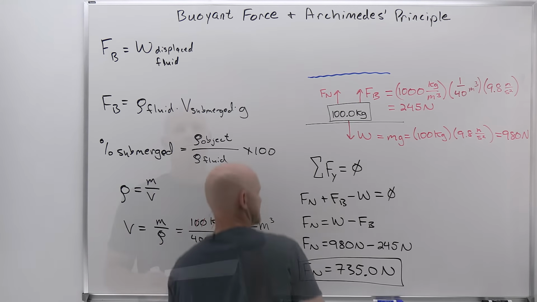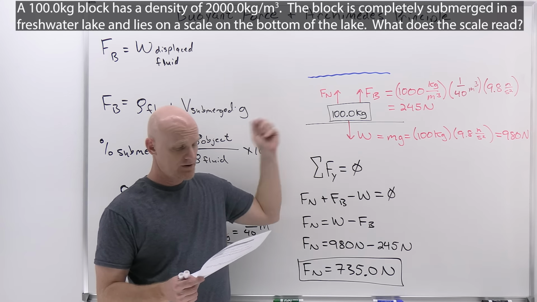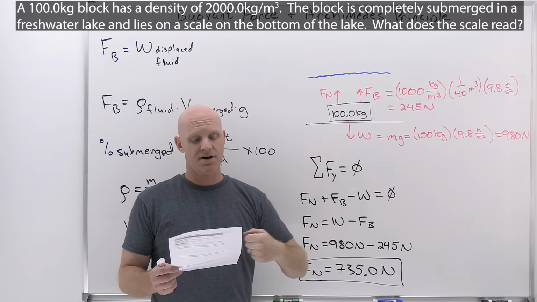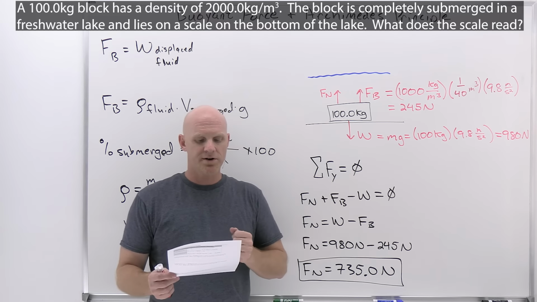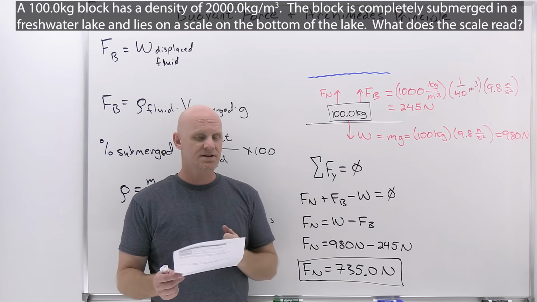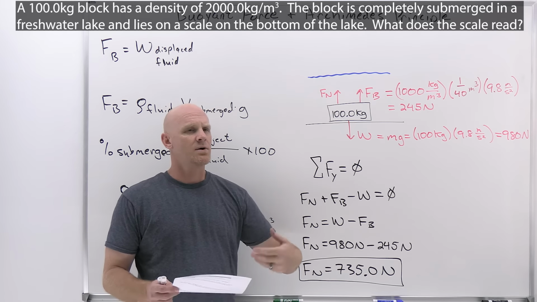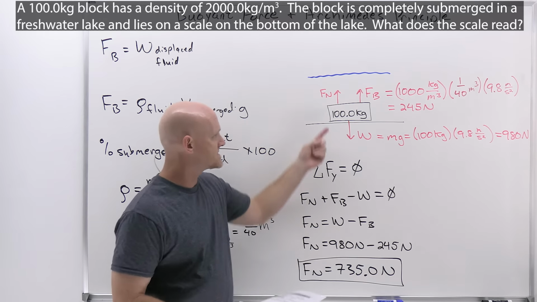So the next question reads, a 100.0 kilogram block has a density of 2,000 kilograms per meter cubed. The block is completely submerged in a freshwater lake and lies on a scale on the bottom of the lake. What does the scale read? Now, this question sounds a little different than the last one, but we're looking for the reading on the scale if it's sitting on the bottom of the lake.